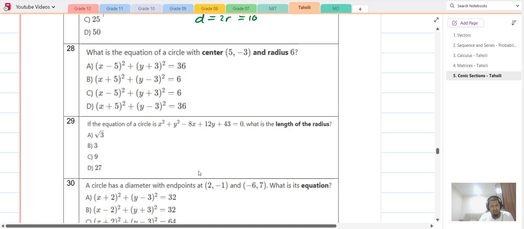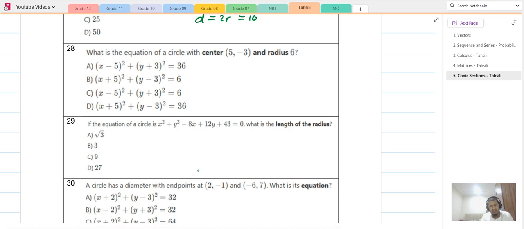What is the equation of the circle with center 5, -3 and radius 6? So x minus 5 squared plus y plus 3 all squared is equal to 6 squared. 6 squared is 36. So option 1.